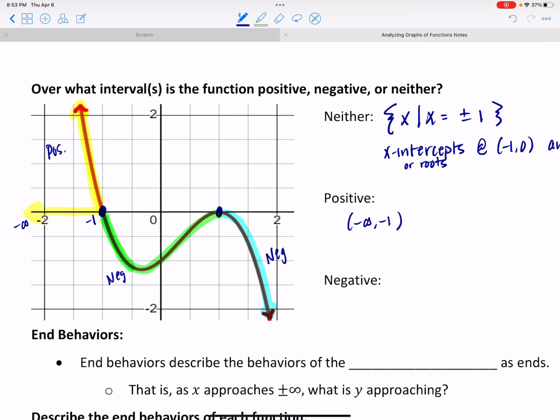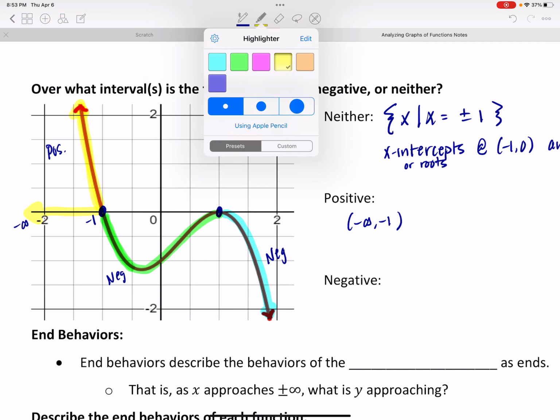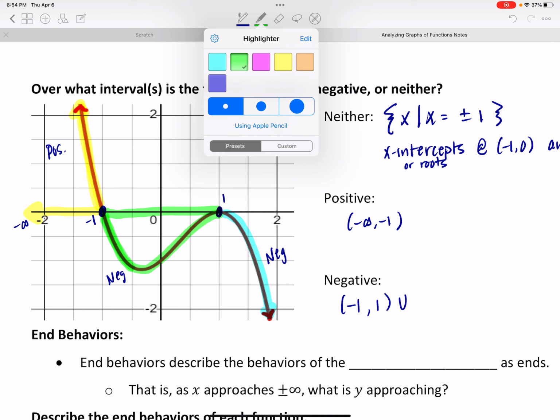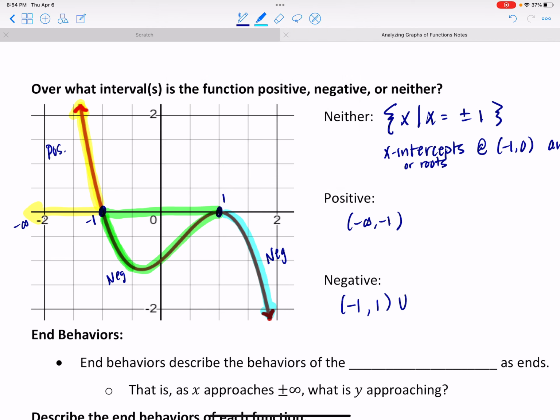And then negative, we've got two intervals that are negative. We have the one interval, let's go back to green, that starts at the root here at negative 1 and then goes to the other root at positive 1. That section of graph corresponds with that domain. So it's negative from negative 1 to positive 1. And then we're going to unite that with this last interval, which technically starts at 1 but goes forever. So the x value is from 1 to infinity.